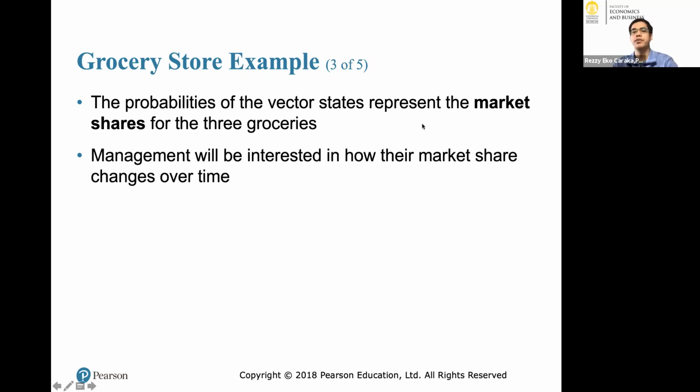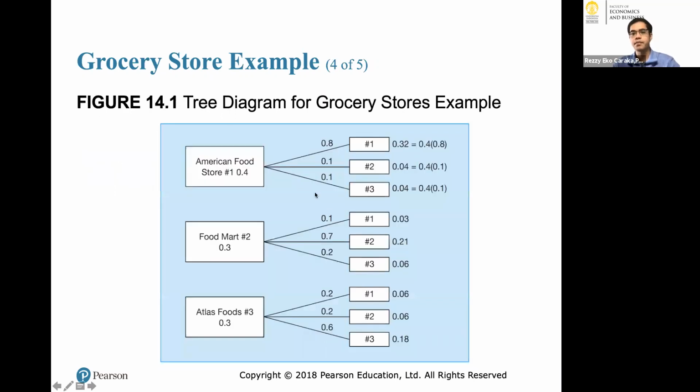For example, because we have 3 independent variables here about the 3 groceries, the state space should reference the market share information. And the management will be interested in how the market share changes over time. So we can analyze this by the transition probability of every state space. For example, because we have 3 conditions from store 1, store 2, and store 3, we can measure the probability of every condition.